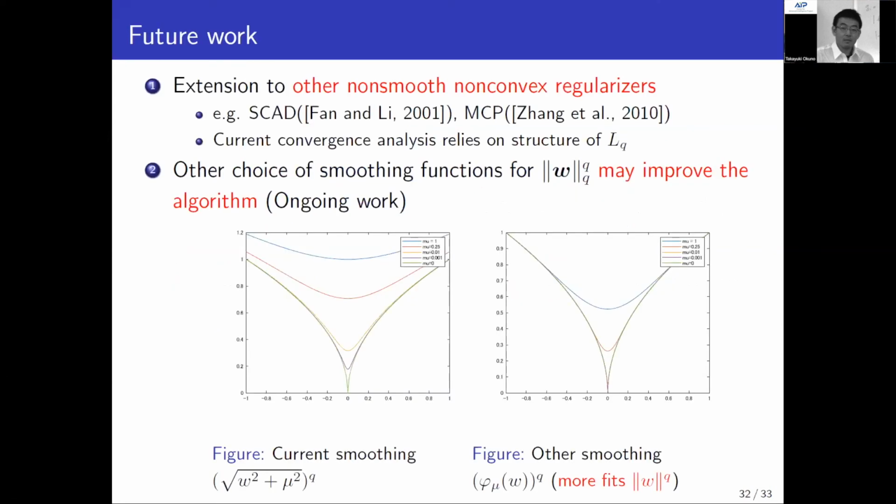There are two directions for future work. One direction is to extend from our Lq regularizer to other non-smooth non-convex regularizers, such as SCAD and MCP. Bi-level KKT conditions can be extended to such regularizers by adding some assumptions, and the smoothing method can be straightforwardly extended to these regularizers. However, the convergence analysis seems very difficult, because the current convergence analysis strongly relies on the structure of the Lq regularizer.